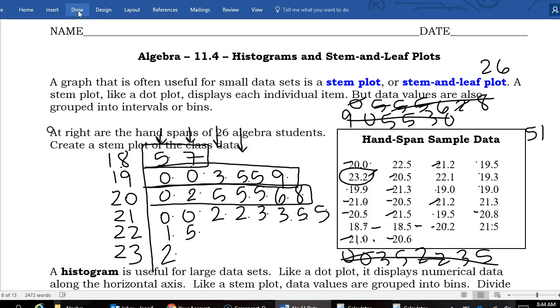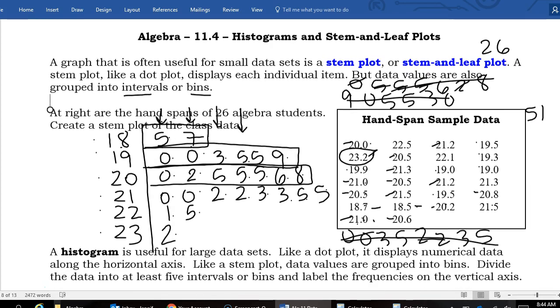So it's like a histogram because it's showing you how many data values are in each chunk, or interval, or bin. All those words mean the same thing. But it's also more detailed than a histogram because it does show you actually each individual data point, not just a summary of those data points.